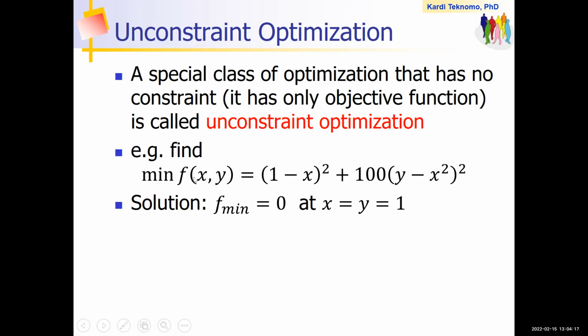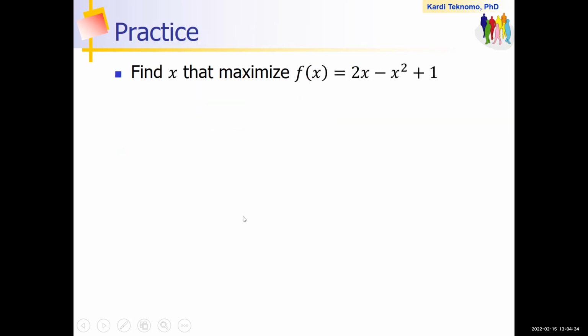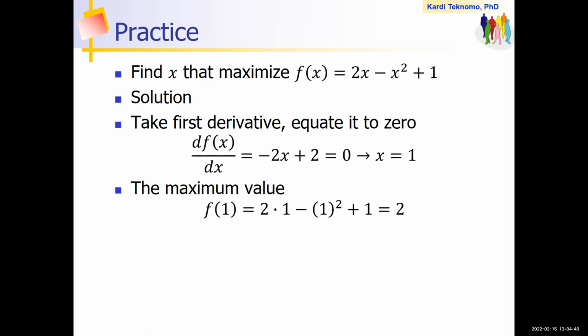For example, you have minimize over x, y of some quadratic function here. Then you will find the solution at x equals y equals 1, which will give you the objective function of f min equals 0. Now, I think you don't need to practice this, right? I think it's very easy for you to solve this, right?